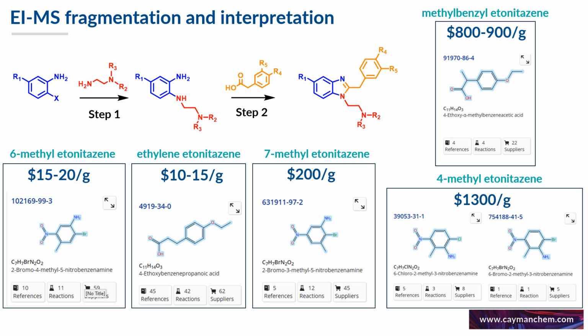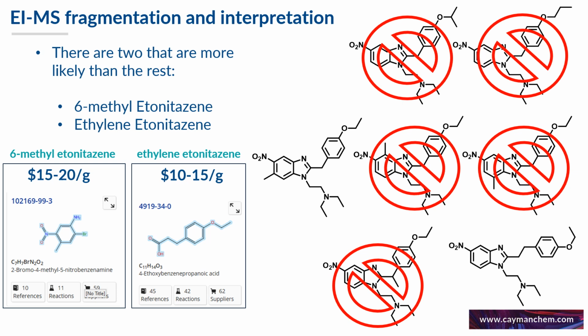And that eliminates the 4-methyl, 7-methyl, and methylbenzyl adenitazene, narrowing it down from 5 to 2 options. The most likely structures are the 6-methyl adenitazene that was proposed by BCI and ethylene adenitazene.